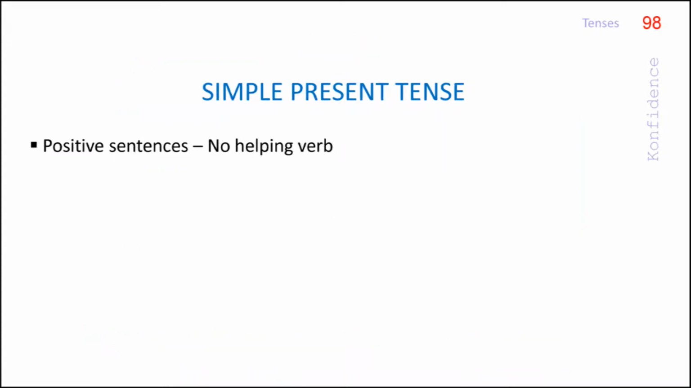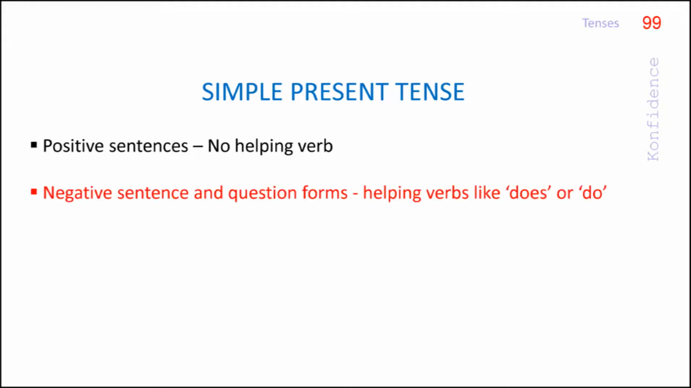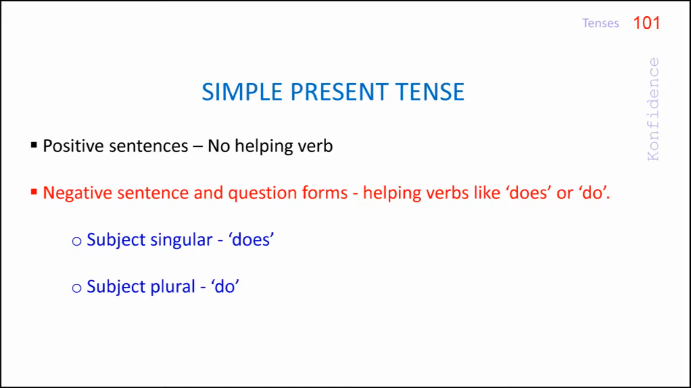Look at the slide. Simple present is one of the most important tenses because many things can be expressed with this tense. A simple present positive sentence does not have a helping verb in it. It has only a main verb. But negative sentence and question forms of simple present tense will have helping verbs like does or do. If the subject is singular, does is used, and if the subject is plural, do is used.